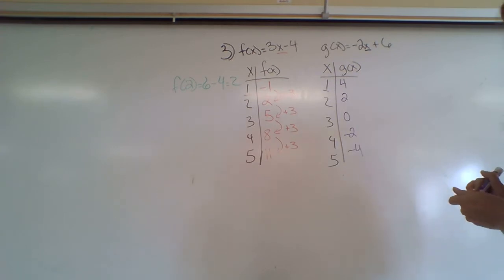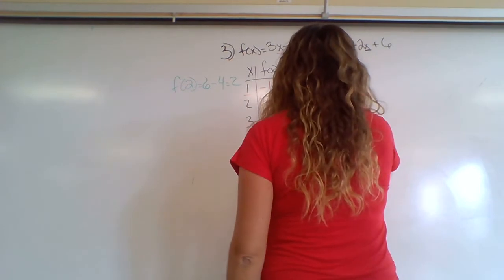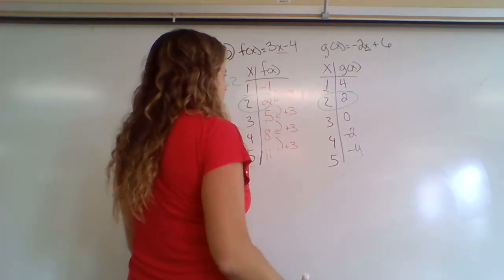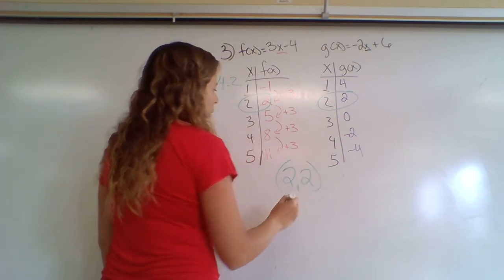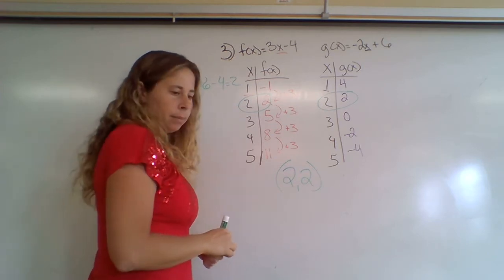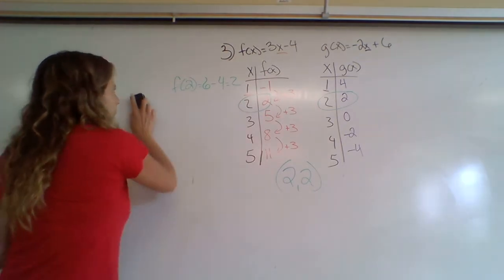Okay, good. They still intersect. So they intersect right here. They both have the same point. They both have 2, 2. So that would be their point of intersection, because both lines would go through that point on a graph. All right. So that's number 3.